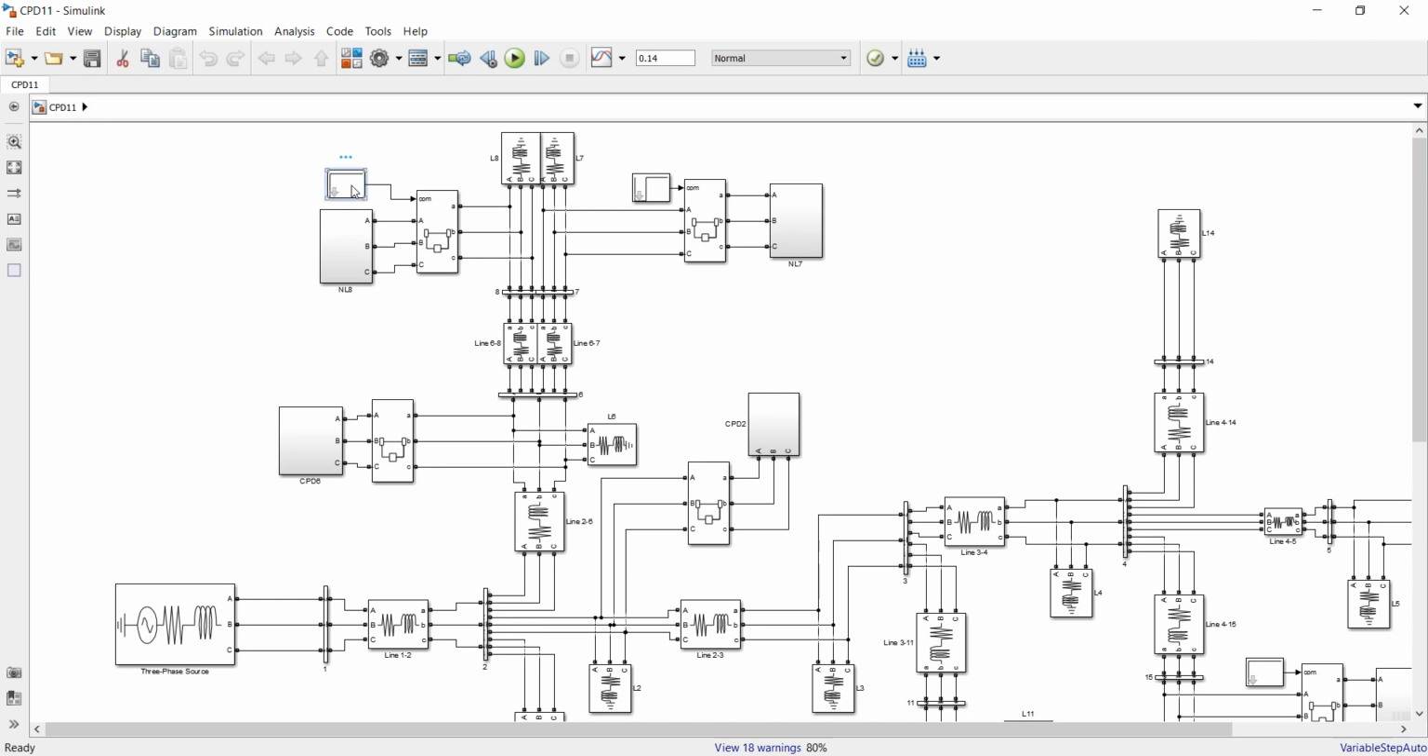This timer block will switch on. If it generates 1, then the breaker will be closed and the nonlinear load will be into the line. If it generates 0, the breaker will be open and the nonlinear load will be out of the circuit.